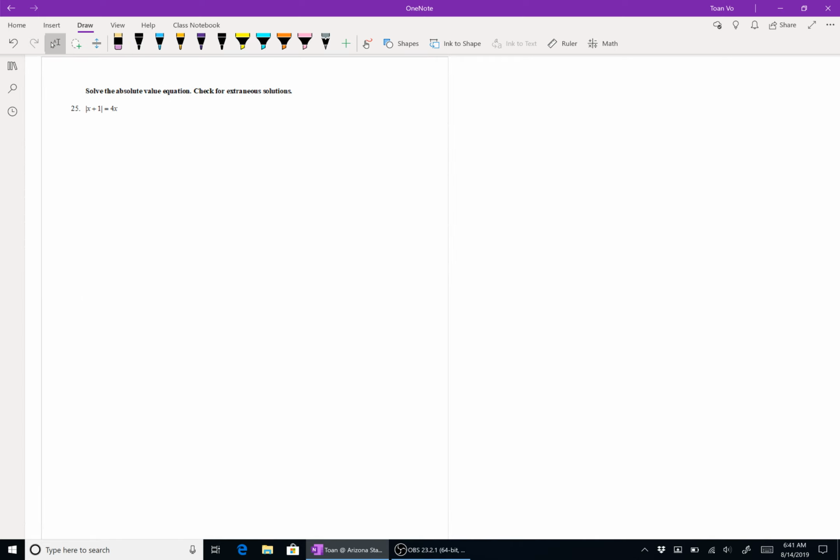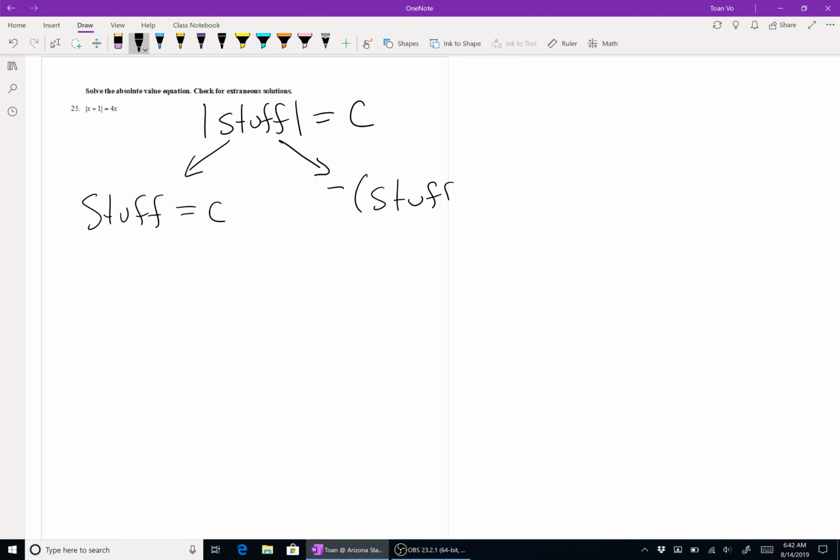Absolute value equations. The setup is as follows. If you have absolute value stuff and it equals anything, variables, letters, what have you, I'll use the letter C again. The setup is this. You're going to always write two equations. That stuff inside the absolute value equaling the normal. So write the problem as is normally. But for your second equation, you're going to take the opposite of that stuff and set it equal to whatever's on the other side. So in this particular instance, we have absolute value of x plus 1 equaling 4x.